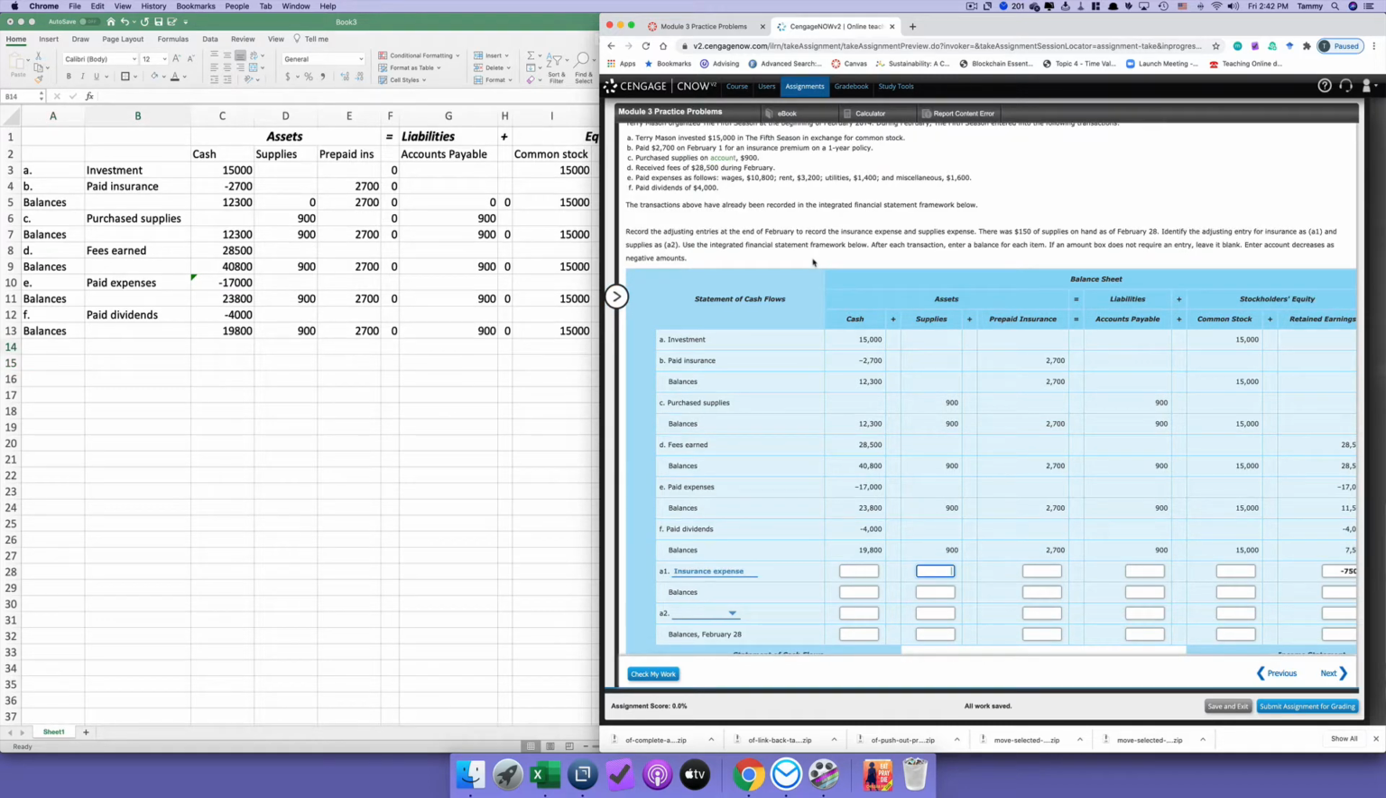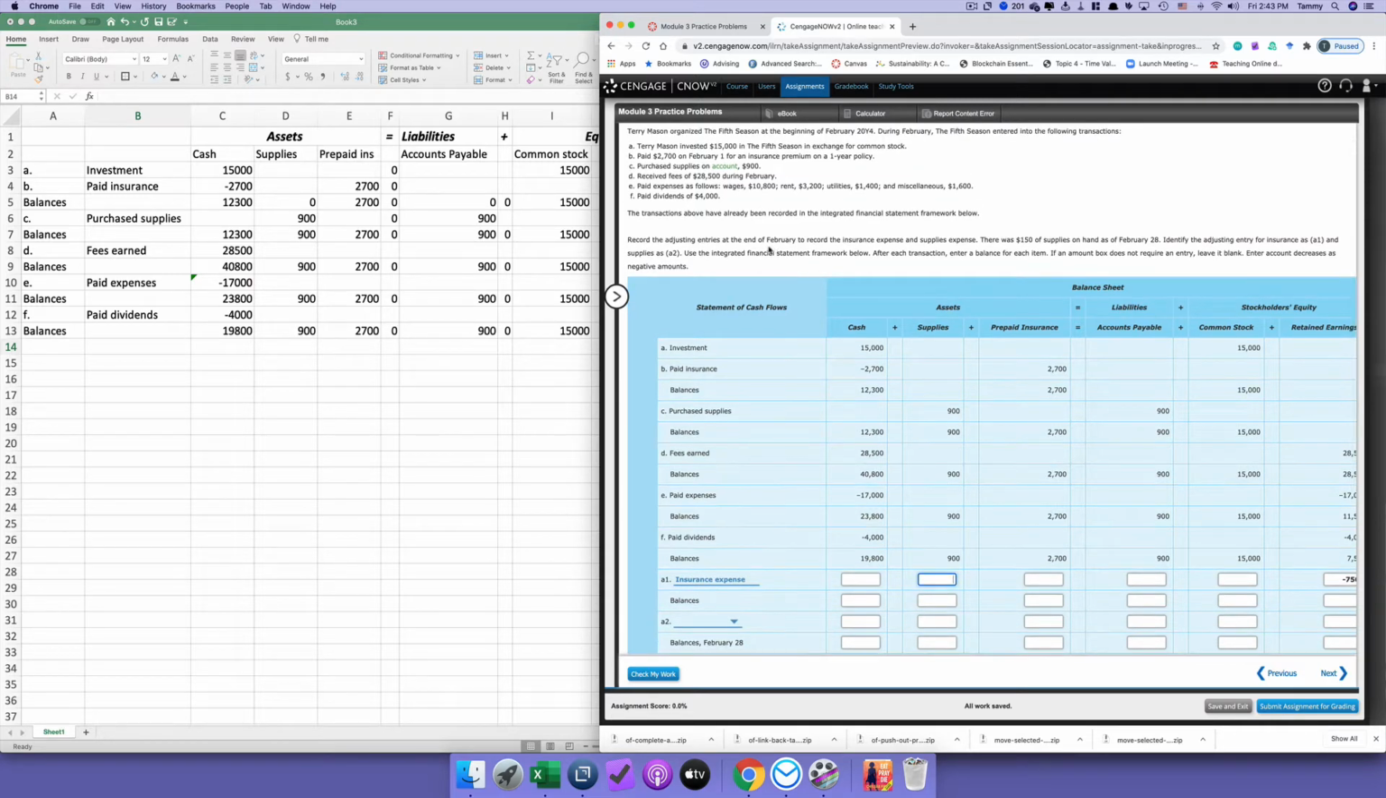Okay, so this is where it starts getting a little wonky, right? They're telling you, record the adjusting entries at the end of February to record the insurance expense and supplies expense. There was $150 of supplies on hand on February 28th. Identify the adjusting entry for insurance as A1 and supplies as A2.